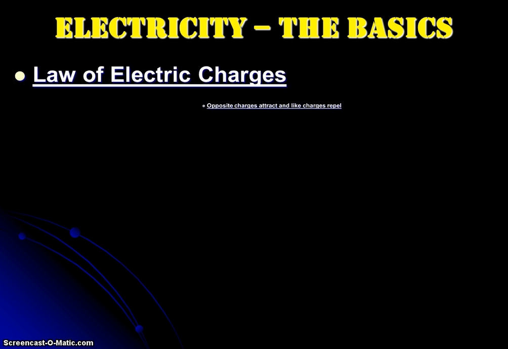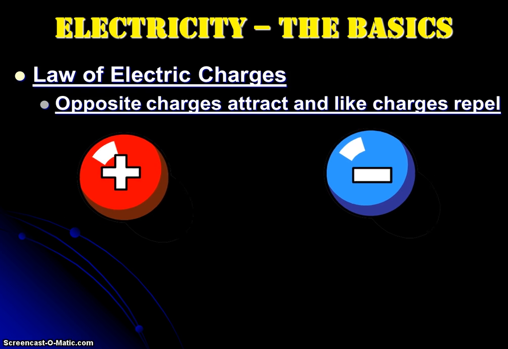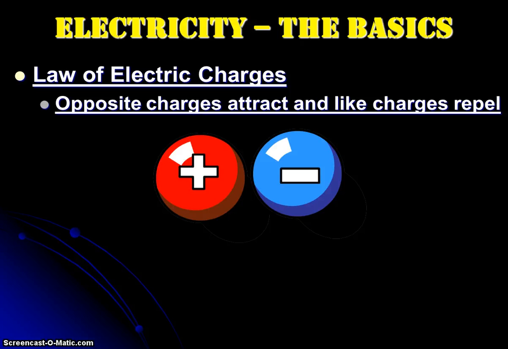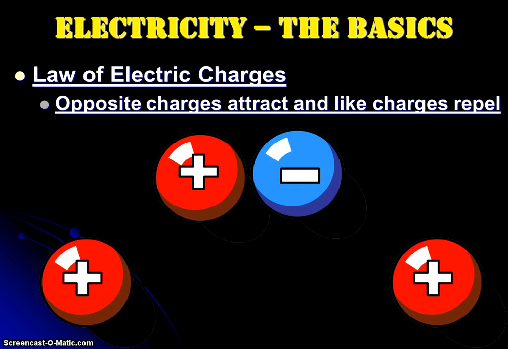All right, so the basics. The law of electric charges: opposites attract, and like charges repel. So there we go. Opposites attract, like charges repel. So if you have two charges that are opposites, they're going to be attracted to each other. If you have two charges that are the same, then they will push each other away.